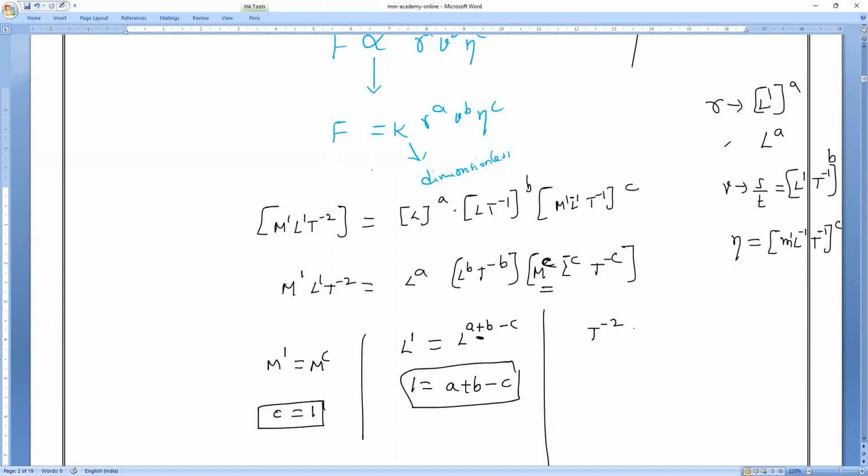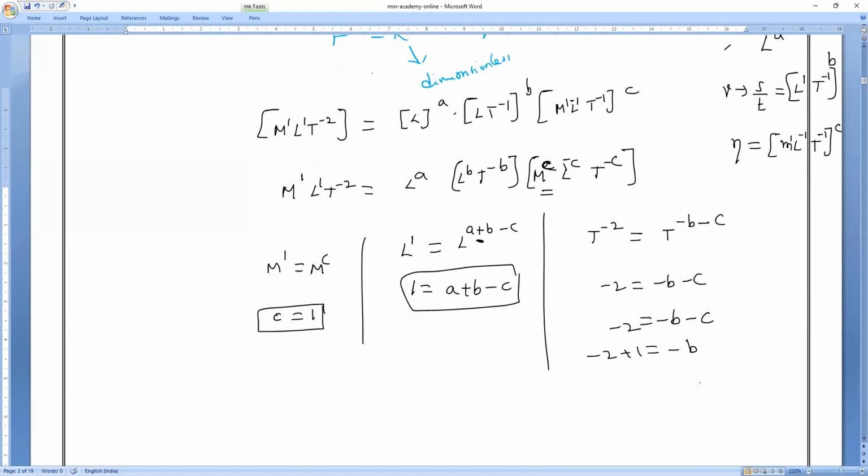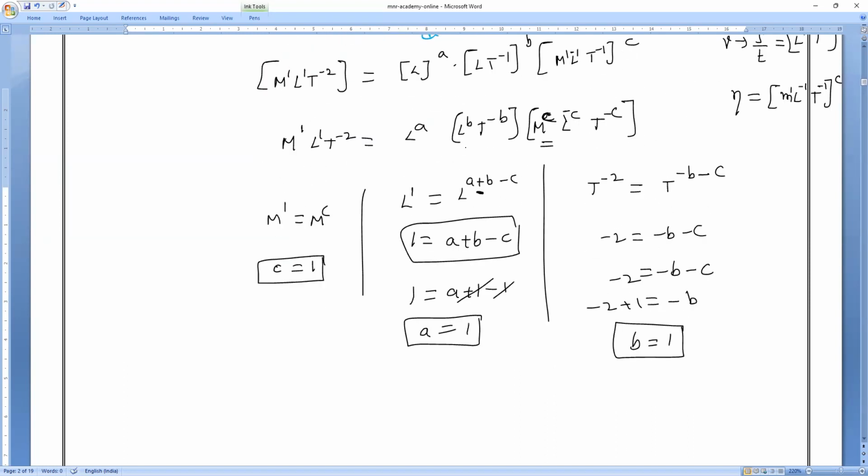T power minus 2 is equal to T power minus B, T power minus C. So minus 2 is equal to minus B minus C. C value is 1, so minus 2 equals minus B minus 1, so B is equal to 1. Substituting, 1 is equal to A plus 1 minus 1, so the 1 gets cancelled and A is also 1. So from that I get the ABC values 1, 1, 1.